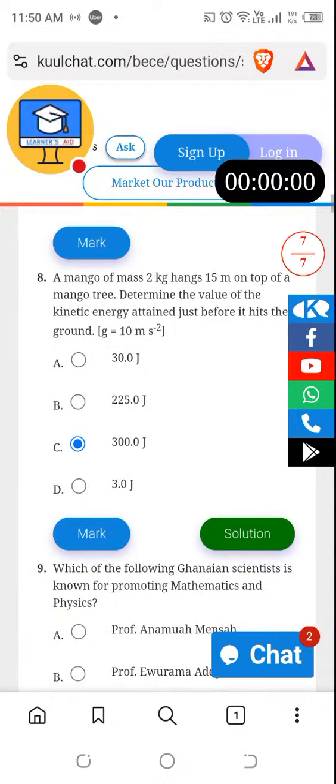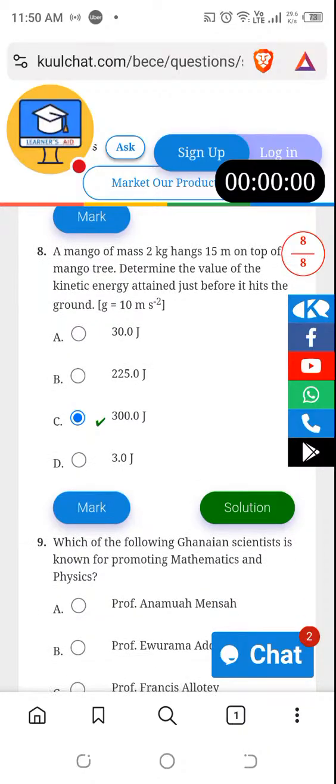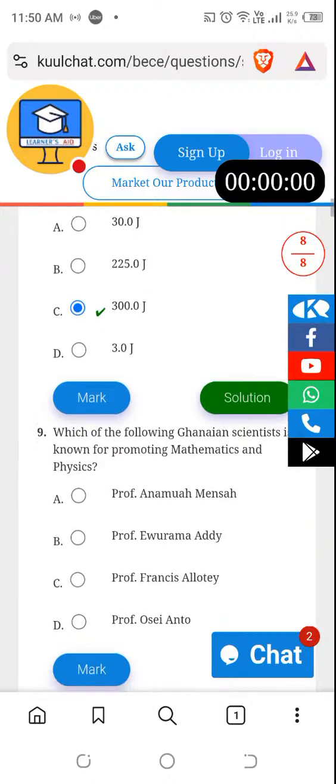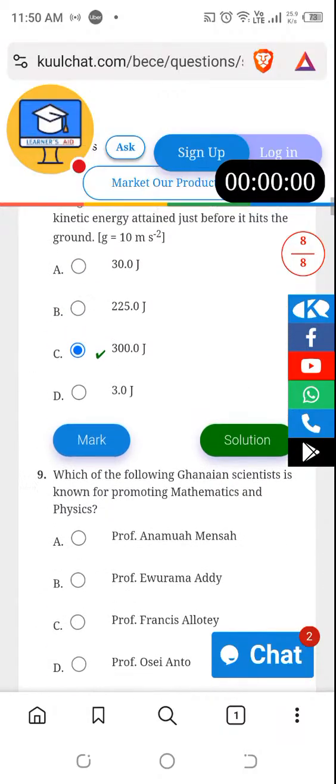I'm rooting for 300 joules. Let's mark and see. Good. So the answer is 300 joules, and the reason is simple. It's 300 joules because just before the mango hits the ground, all the potential energy is converted into what? Kinetic energy. So we have 8 out of 8.